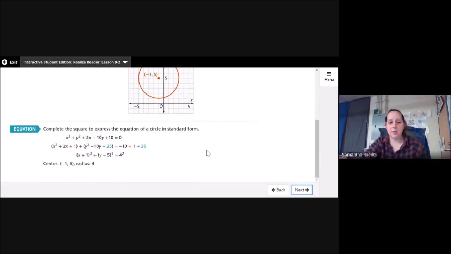I can also complete the square to express the equation of a circle in standard form. So x squared plus y squared plus 2x minus 10y plus 10 equals 0. I separate all my x values from my y values, and I move my constant to the other side of the equation. I complete the square for each one, remembering that I take half of the x value or the y value, and then I square that. So for example, 2 times 1/2 is 1, 1 squared is 1. 10 divided by 2 is 5, squared is 25. I add those values to the other side, and then I simplify. So this tells me I have a center at negative 1, 5, and a radius of 4. And that is the end of Unit 9, Lesson 2.